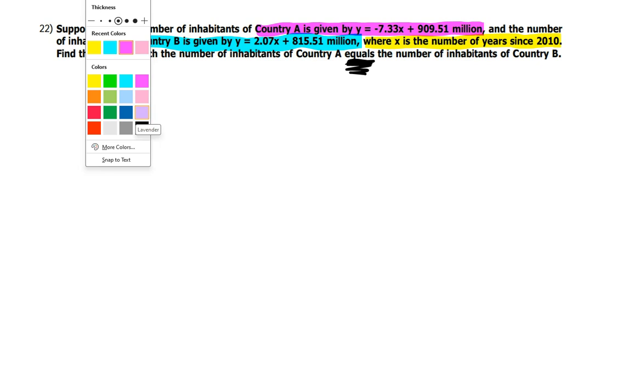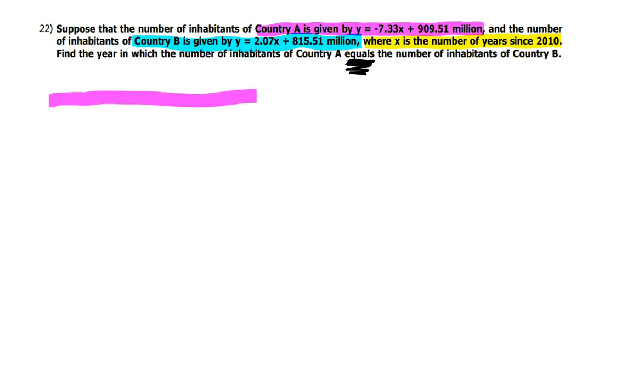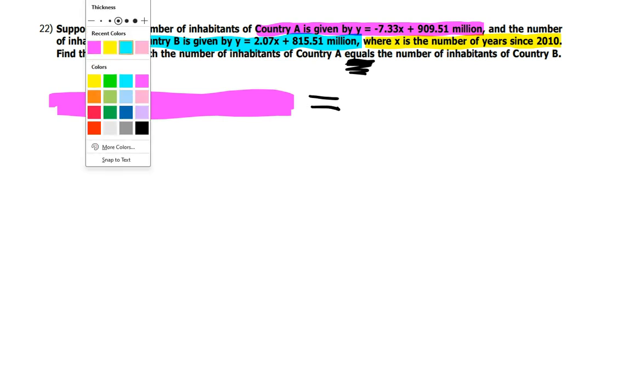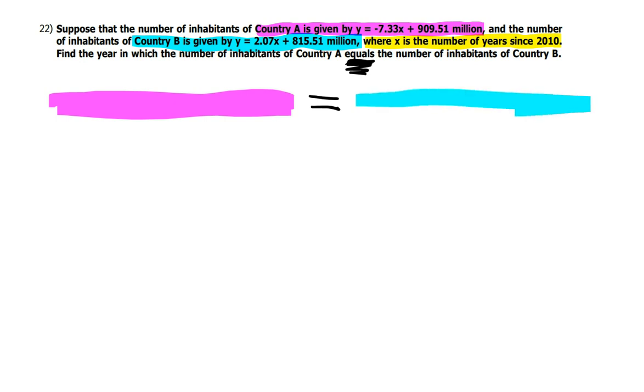Find the year in which the number of inhabitants of country A equals the number of inhabitants of country B. They want to know, when do the inhabitants of country A equal the inhabitants of country B?